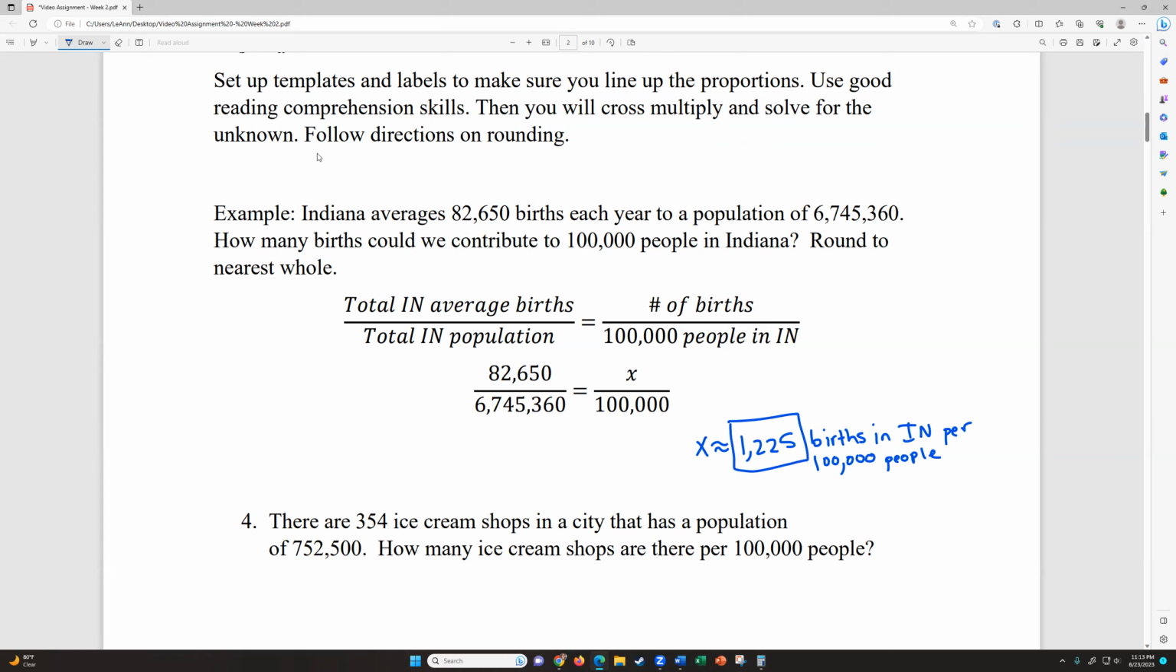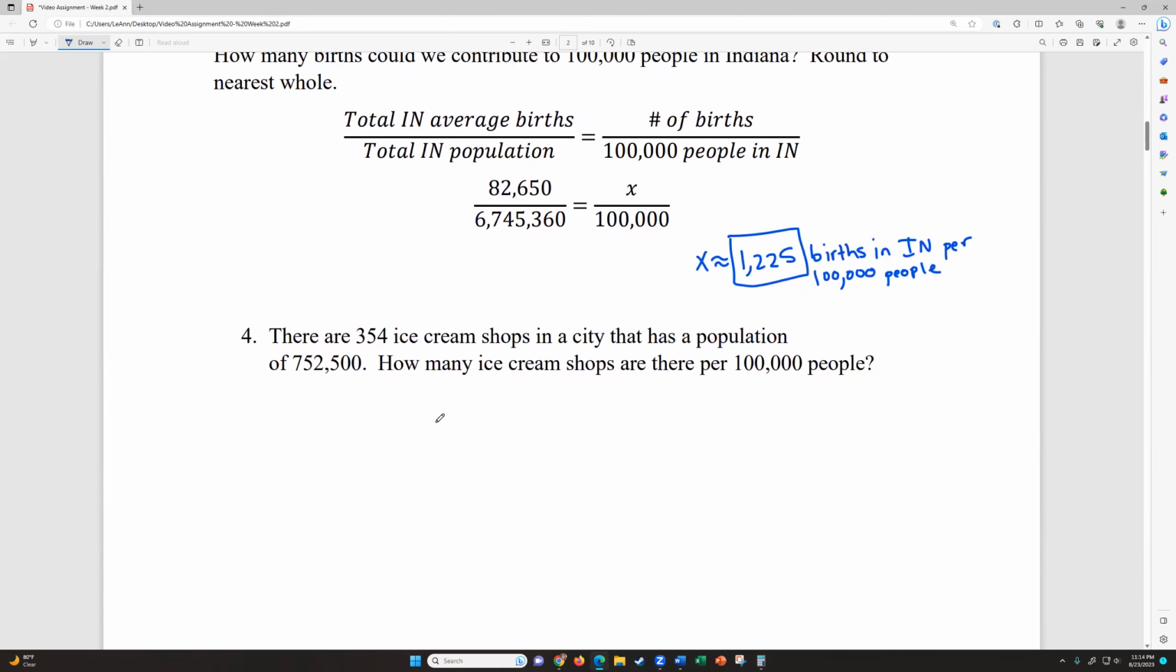And again, Newton usually doesn't ask for the units, but they will ask for the numerical part. Number 4, there are 352 ice cream shops in a city that has a population of 752,500. How many ice cream shops are there per 100,000 people? So again, total ice cream shops over the total population equals the number of ice cream shops that we're looking for over just 100,000 people.